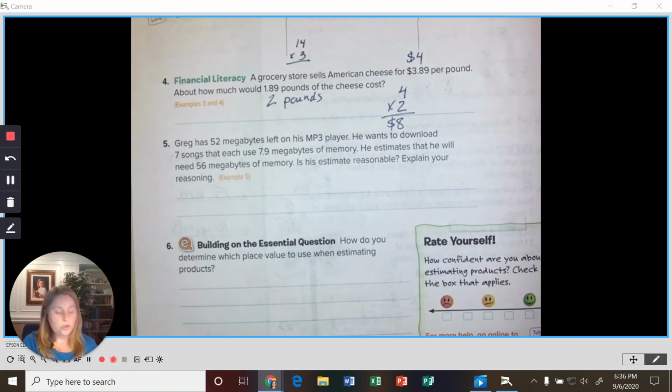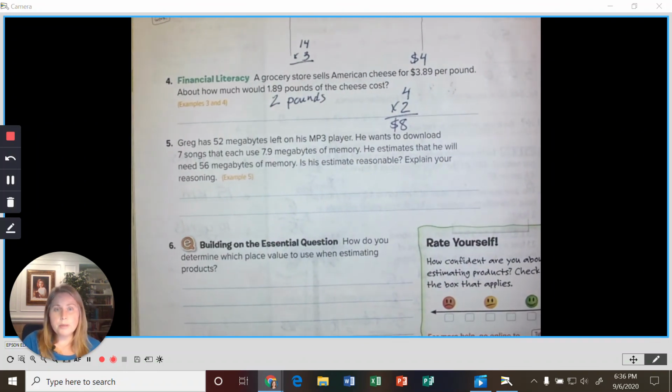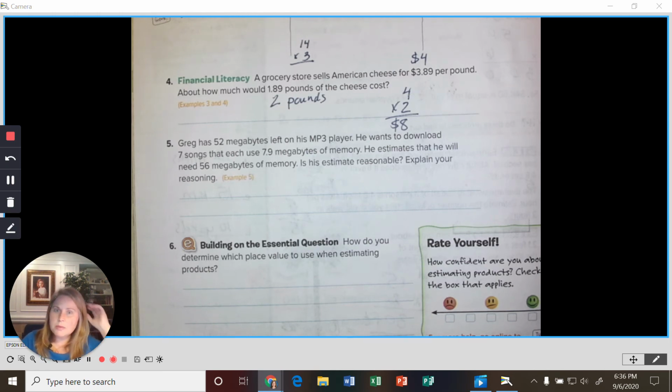Greg has 52 megabytes left on his MP3 player. He wants to download 7 songs that each use 7.9 megabytes of memory. He estimates that he will need 56 megabytes of memory. Is his estimate reasonable? Explain your reasoning. Okay, so let's see. Yeah, so he estimates that he'll need 56. Is his estimate reasonable? Yeah, his estimate is pretty reasonable.